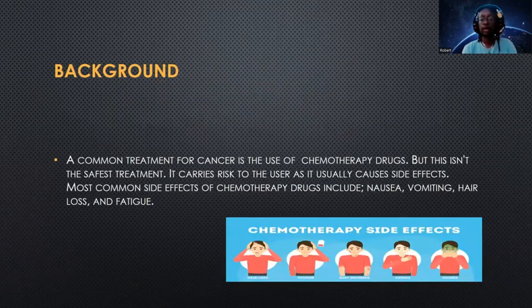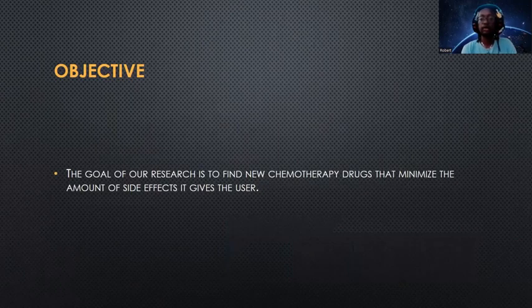A little bit of background information is that a common treatment for cancer is the use of chemotherapy drugs, but this isn't the safest treatment since it carries risks to the user as it usually causes side effects. Most common side effects of chemotherapy drugs include nausea, vomiting, hair loss, and fatigue. Our objective for our research is to find new chemotherapy drugs that minimize the amount of side effects it gives a user.